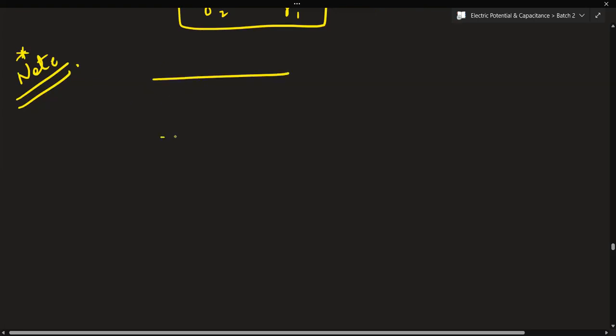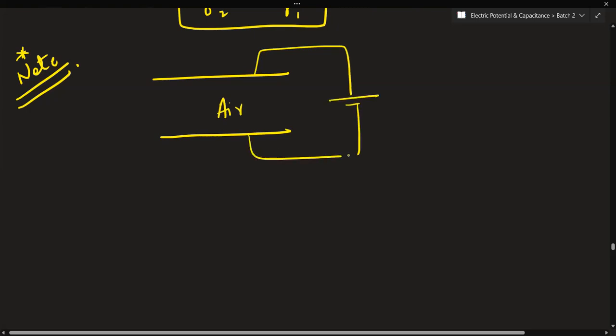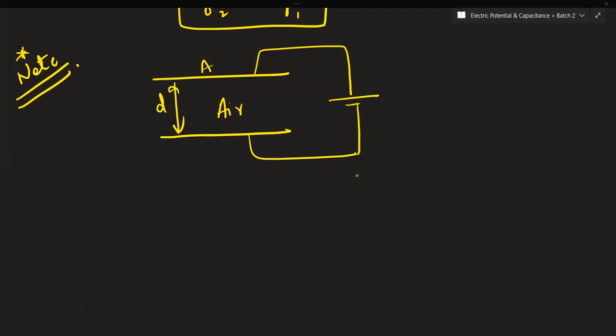See, when we have two parallel plates kept, air is filled in between them. Let's say we have connected it to a cell. The area of the plate is A, separation between the plates is D. So yes, Hanifa, tell us what is the capacitance of this? A is the area, D is the separation. So capacitance will be A epsilon naught divided by D. Correct. So that will be the capacitance.